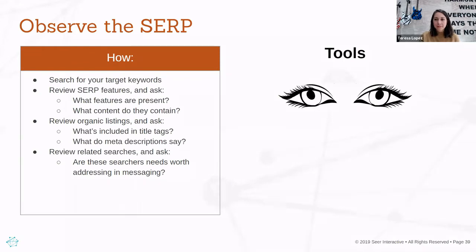So how does this work? There's a really cool new tool called Your Eyes that you can use to figure out a lot of the intent for what people are searching for. So all you do is search for your target keywords, review the SERP features and ask what features are present, what content do they contain, review the organic listings, what's included in the title tags, what do the meta descriptions say, review related searches. Are these searches worth addressing in the messaging?